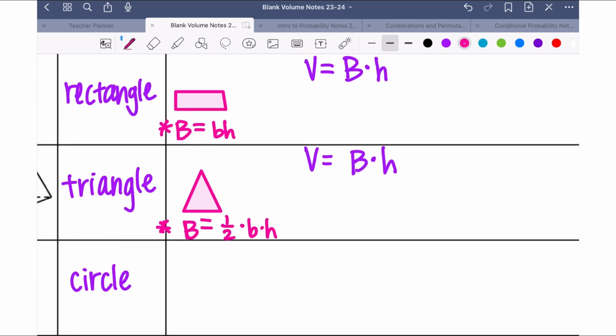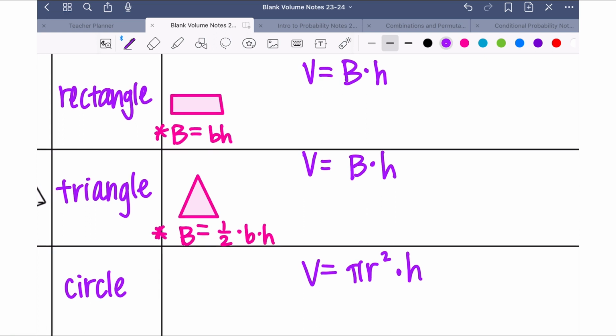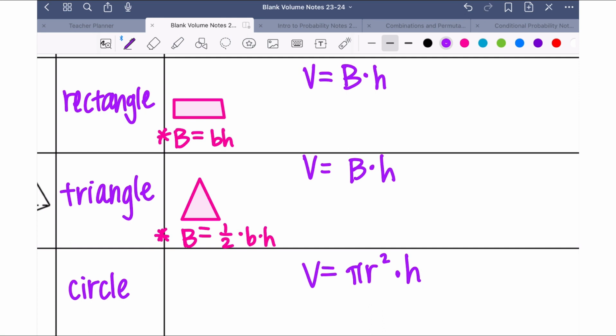And then for circles, I just go straight to the pies because this is the only shape that has pies anytime you're working with a circle. So what's the area of a circle? Do you remember? The area of a circle is pi r squared. And then you're going to do times your height as well. Okay. So make sure you have all the three formulas. Let me give you some time to write them down. And then we can get started.